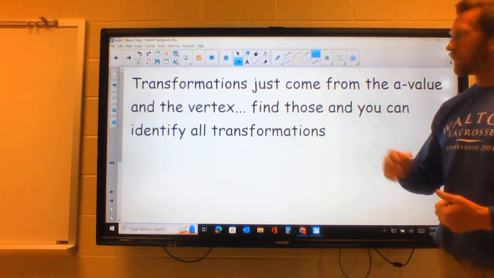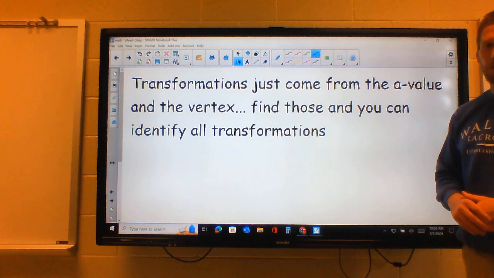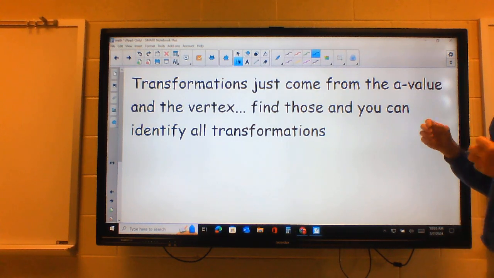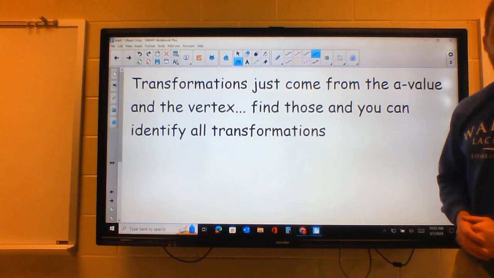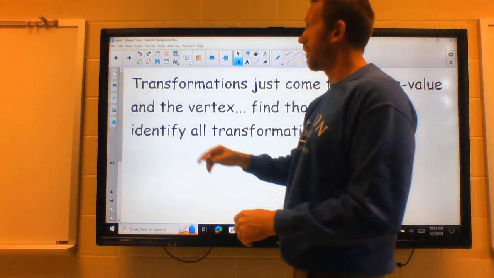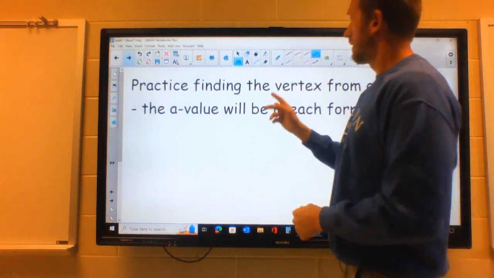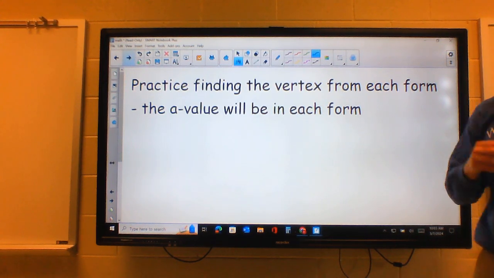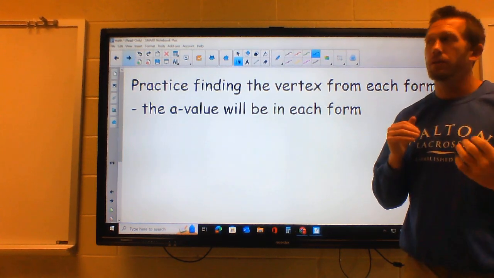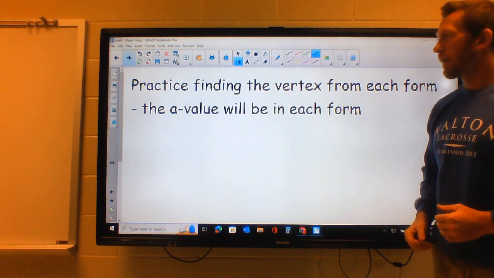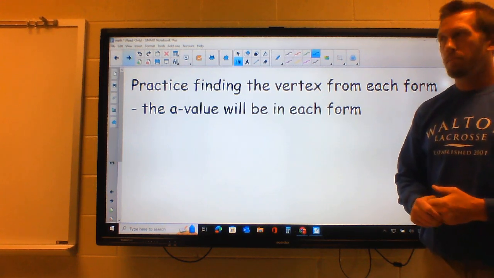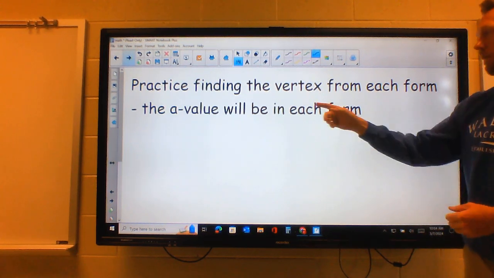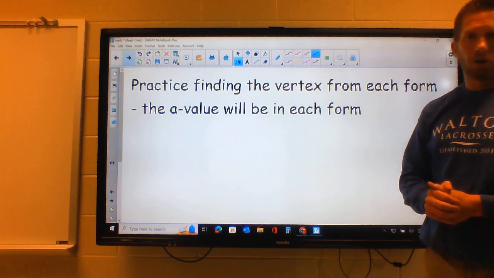Quick little reminder, transformations just come from the a value and the vertex. Find those and you can identify all transformations. Nice little pause moment if you want to. Next, practice finding the vertex from each form, right? Practice finding the vertex, whether it's intercept form, vertex form, or standard form. The a value will be in each form. I'll show you that in a second.